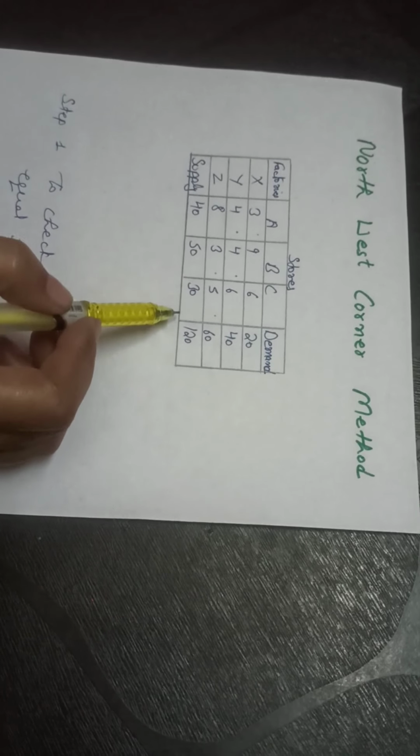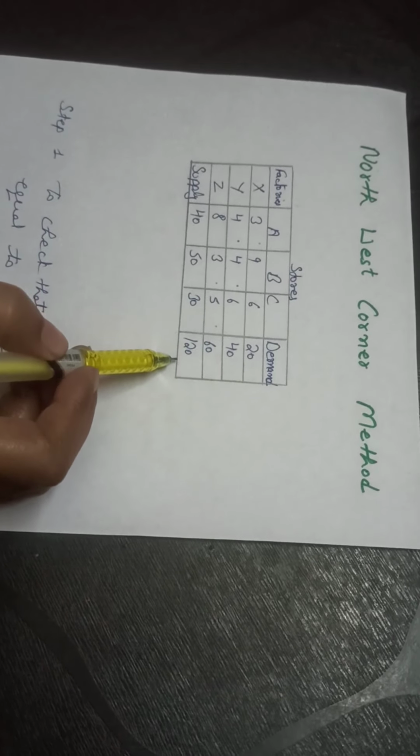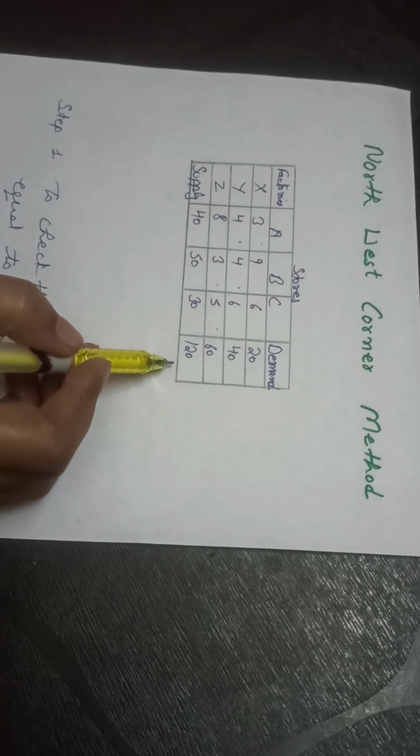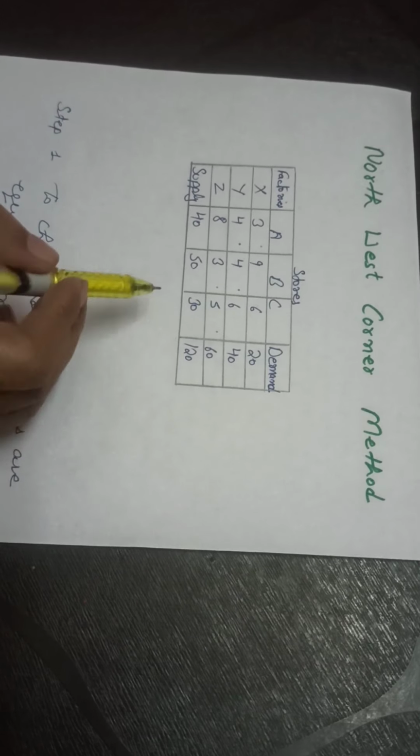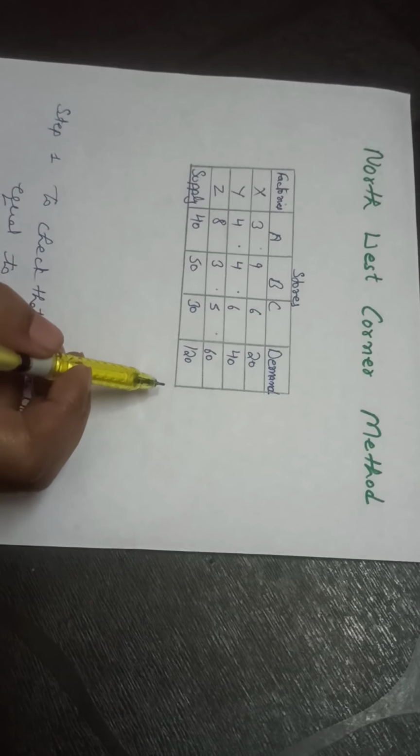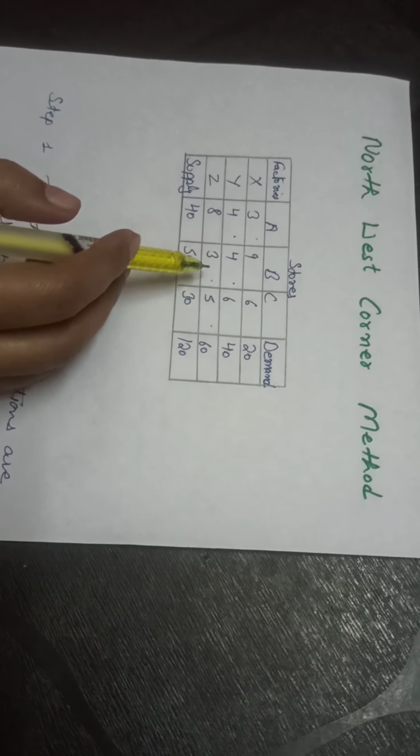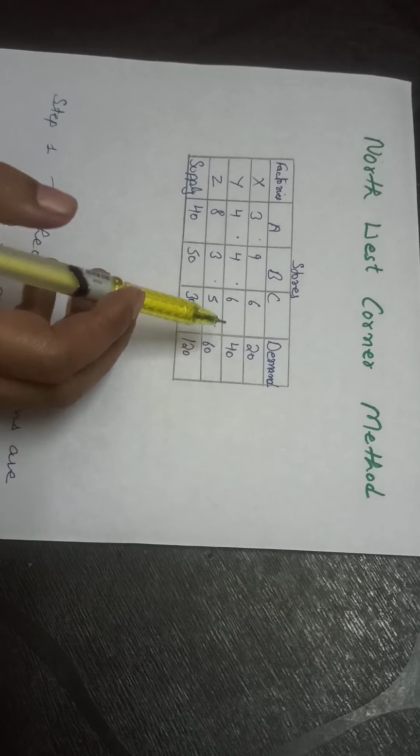So we can see that here total supply is 120 and total demand is 120. So we can say this is a balanced problem. So here we have no need to convert this problem because this is already a balanced problem. Now we will learn to solve this problem by using the northwest corner method.